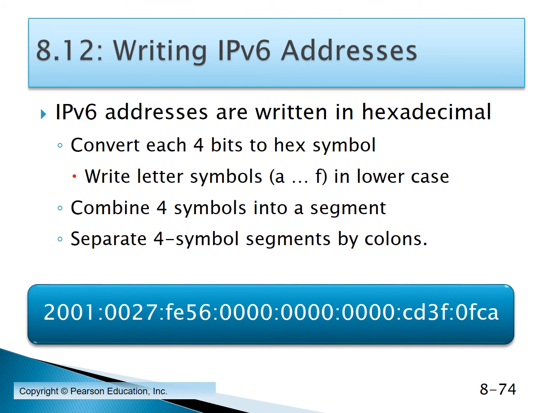So usually the IP addresses in version 6 are written in hexadecimal. You convert each 4 bits into a hex symbol, and you write the letter symbols A to F in lowercase. Then you combine the 4 symbols into a segment, and you separate the segments by colons. In hexadecimal, 0 to 9 are still 0 to 9, but then the value 10 is A, 11 is B, 12 is C, 13 is D, 14 is E, and 15 is F. So an IP6 address might look like this: 2001, 0027, FE56, and so on.